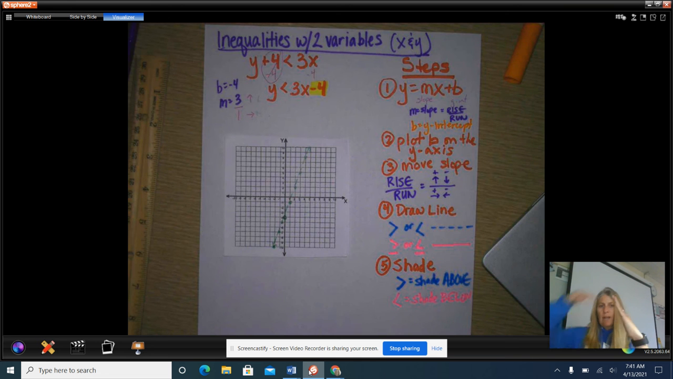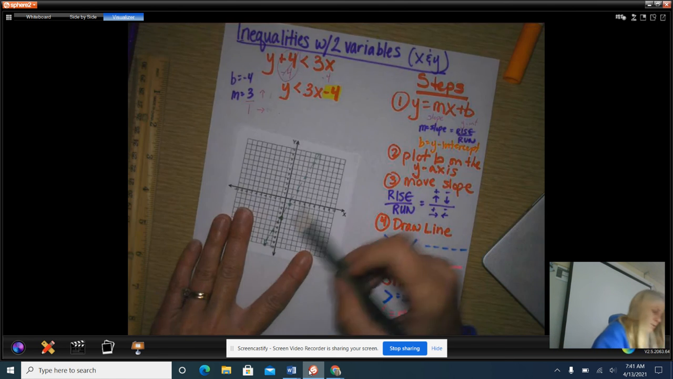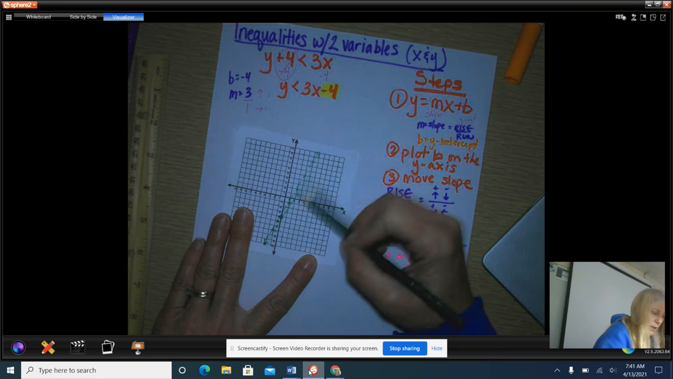As it gets steeper, it's a little harder to pay attention and see that. So I kind of picture I have a weight on one side of my line and I weigh it down just a little bit where it would tip if I put a weight up top. And that tells me a little bit more which is above and which is below. So this one is less than, so I'm going to shade below the line.